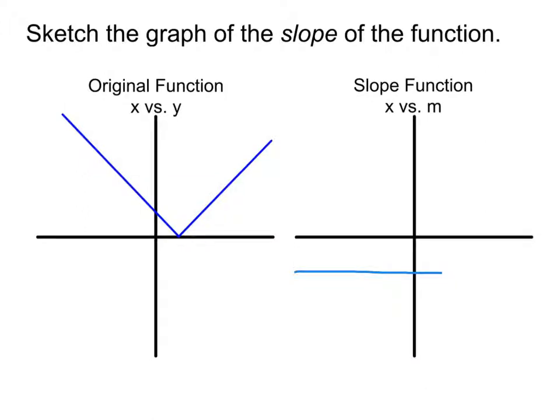Okay, what happens after the vertex? What happens, that is, to the right of the vertex? We know it's positive. And again, we don't know exactly how positive it is, but we do know it's positive. So I put that above the axis there.